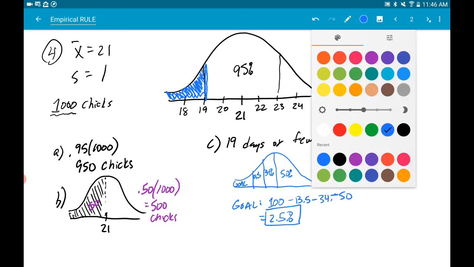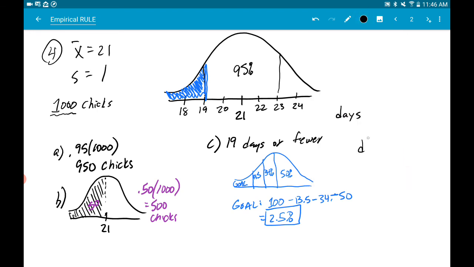All right, let's do another one. I've got a little time left on my clock here. D says in 18 to 24 days. So 18 to 24 is 3 standard deviations. So that'd be 99.7%. And I just realized I didn't convert these last two to chicks.